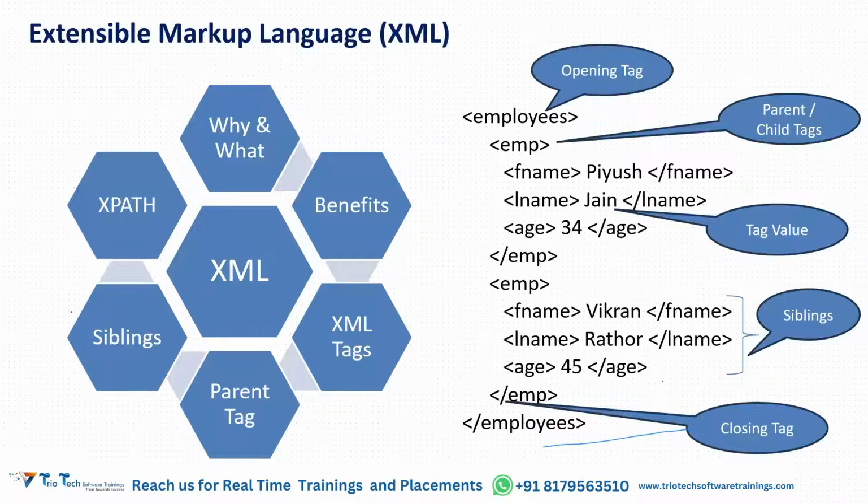What is the name of the person who's the elder? So here the age is 34, here the age is 45. So what is the first name of the person who's the eldest? Vikram is the name of the person.